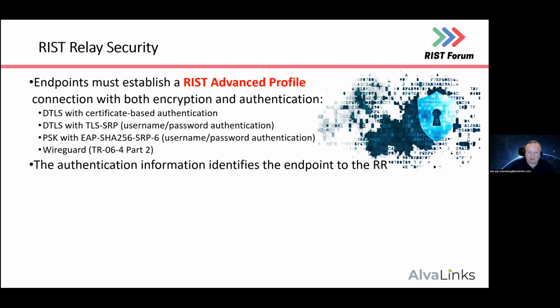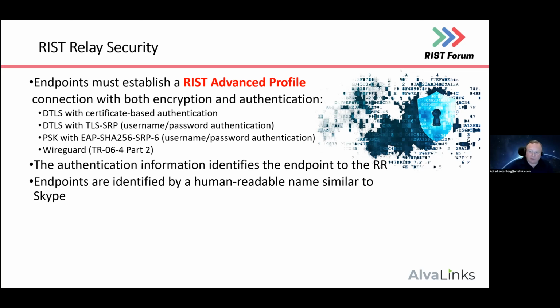The authentication information identifies each endpoint to the RR. So the RR is the one responsible for generating all the certificates for all the peers that want to connect. So it's one place where you can create that. And when it's outside the organization, you can use the CA organization to validate certificates if needed, if you want extra security.